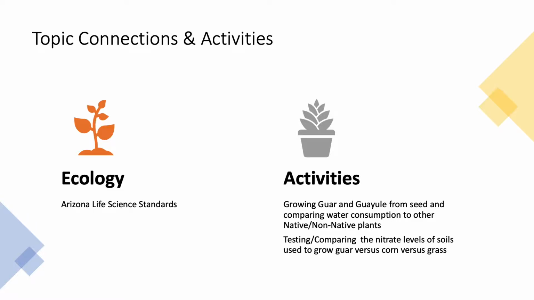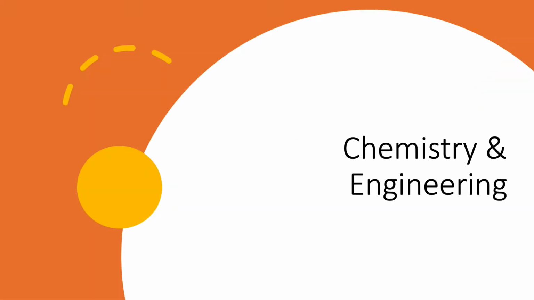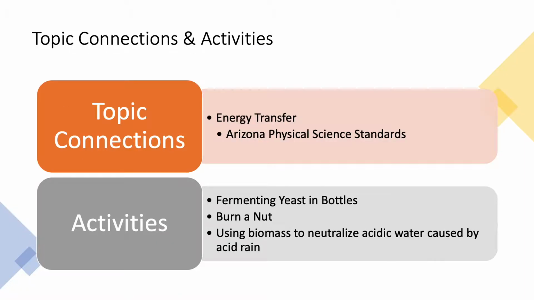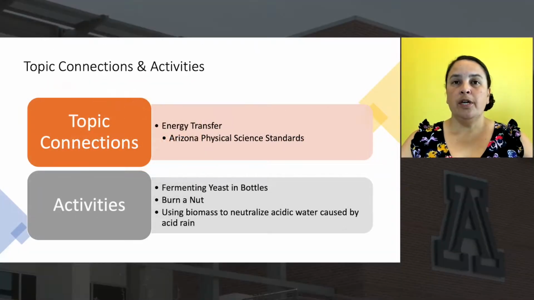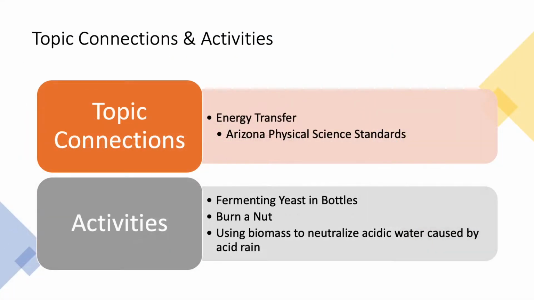And the last theme from SBAR that we connected to in the classroom was chemistry and engineering. Our topic connections were energy transfer, which comes from the Arizona Physical Science Standards, and specifically some activities that we did in my classroom to connect to this were fermenting yeast in bottles, where the students used yeast feeding on sugar to create gases. We also did a burn a nut activity where the students were able to measure how much energy was stored in different types of nuts. And then finally, using biomass to neutralize acidic water that was caused by acid rain as a biodegradable solution.